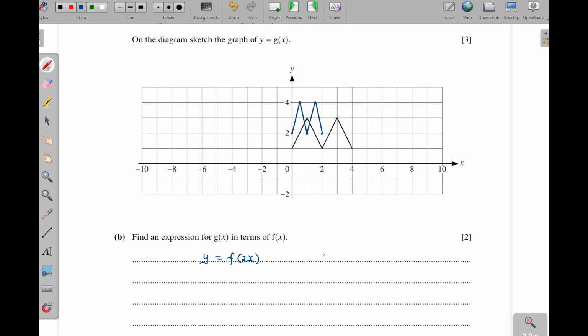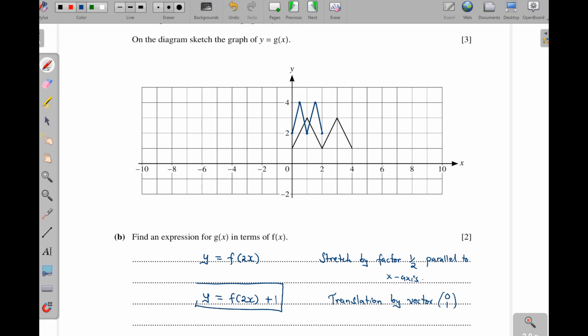So this is for stretch by factor a half parallel to x-axis. Then we have y is equal to f of x, and f of this 2x here. Then we are adding a 1 here. That will be a translation by vector (0, 1). So this has to be our final answer.